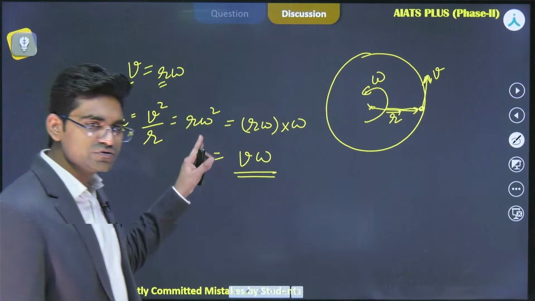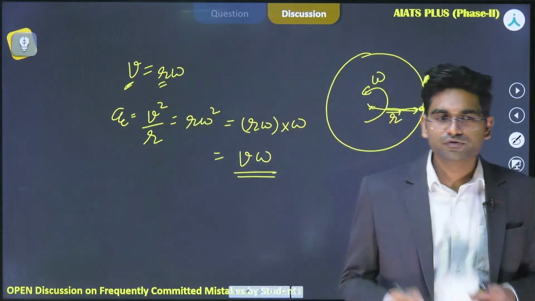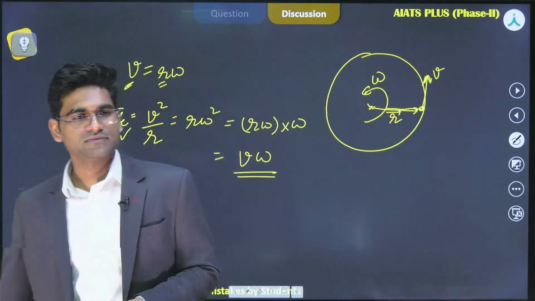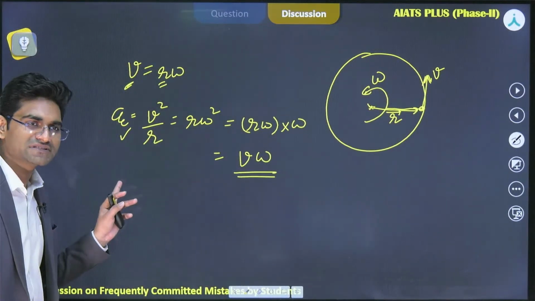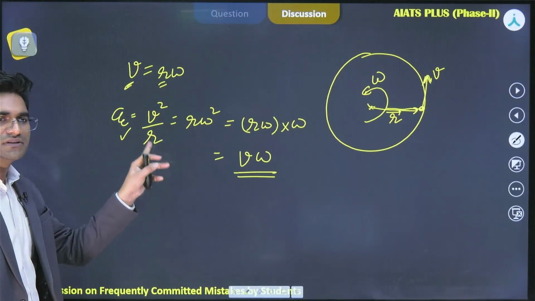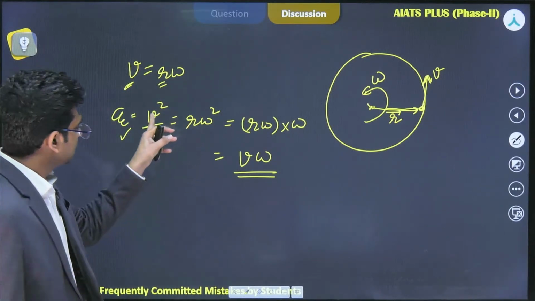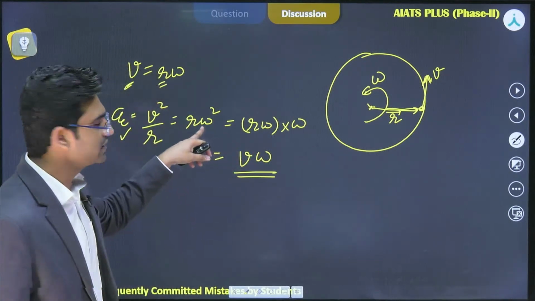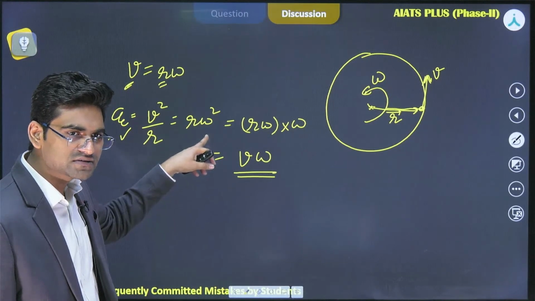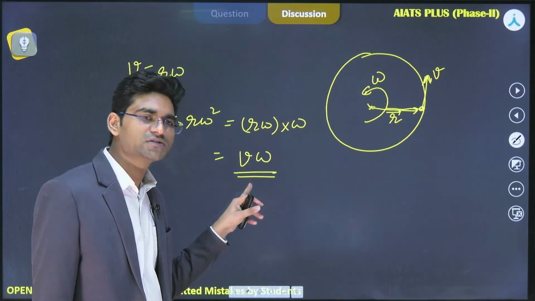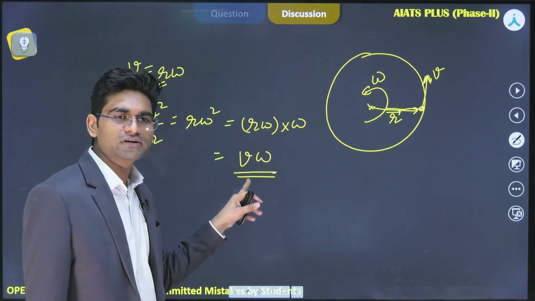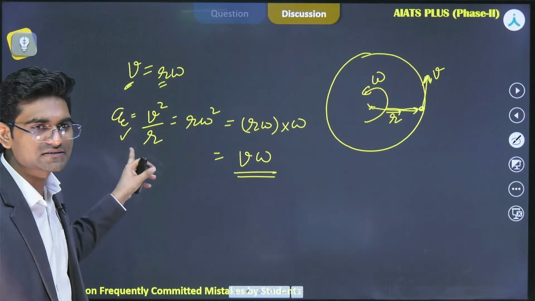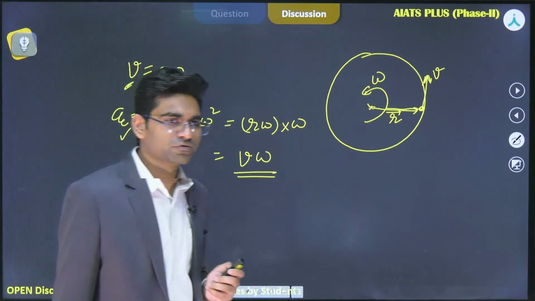So if no radius is given to you, but you know the speed and the angular speed, then also you can find centripetal acceleration. So there are three forms of centripetal acceleration. If v and r are given, you can find it with v square by r. If you know r and omega, you can find it with r omega square. And if you know angular speed and linear speed, then you can find the centripetal acceleration like this, v omega. Now let's go to our question.